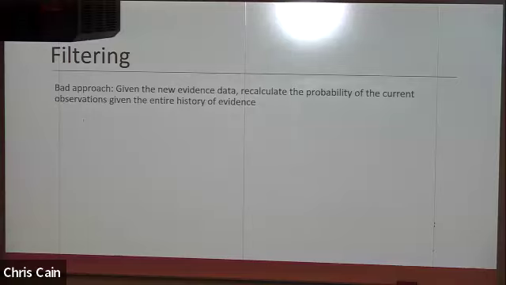So that approach, given the new evidence data, recalculates the probability of the current observations given the entire history of evidence. The reason this is bad is we're looking at the entire history of evidence every single time, and it's going to get more and more complicated to compute that as we get more and more data. So each update that we apply is going to be more expensive than the last one, and the new one more expensive than the last one, etc.